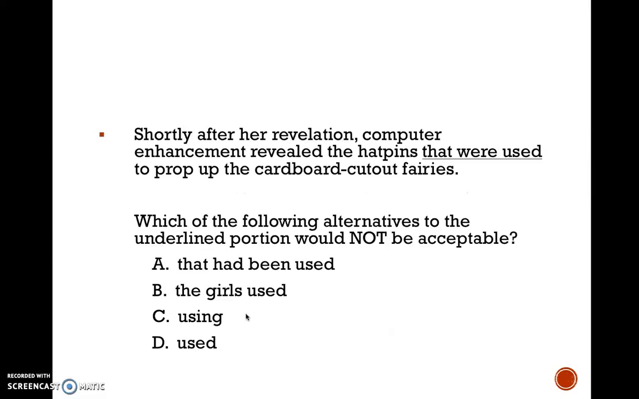Here's another one. Shortly after her revelation, computer enhancement revealed that hat pins that were used to prop up the cardboard cutout fairies. Which of the following alternatives to the underlined portion would not be acceptable? So this is a grammatical one. Are we using the right verbs? Are we using the right tenses? That kind of stuff.